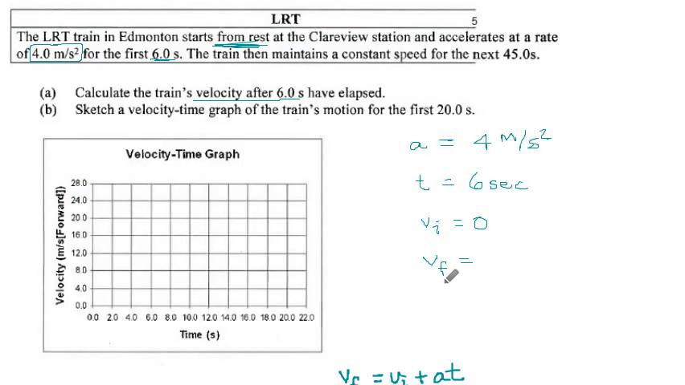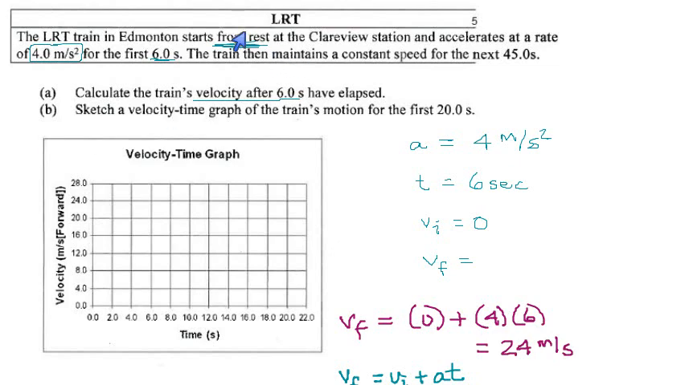And so all we have to do now is vf equals vi, 0, plus a, 4 meters per second squared, times t, 6 seconds, equals 24 meters per second. So our train started at 0 velocity, it sped up to 24, and then they're saying it just cruises at 24 for the next 45 seconds, and then something happens. So what was its velocity after 6 seconds? 24 meters per second. Then they ask us to graph what we just said.